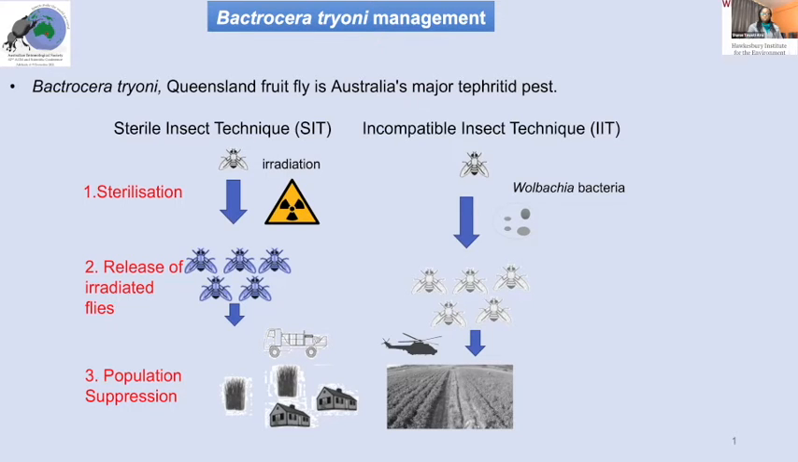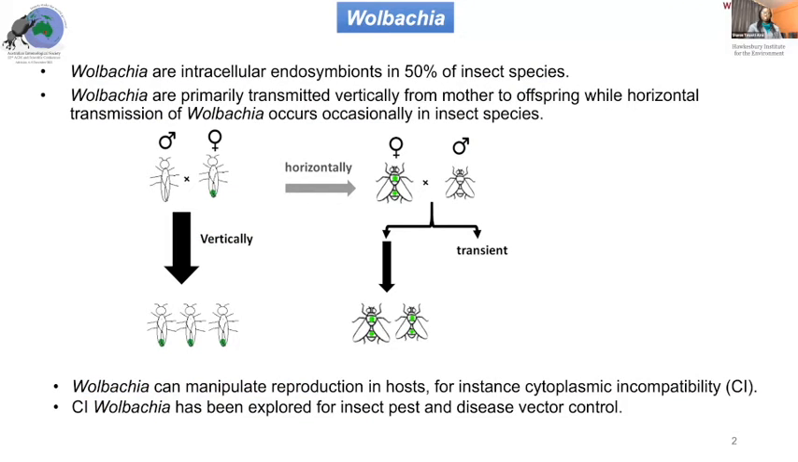So what is Wolbachia, you may ask yourself? These are intracellular endosymbionts that affect approximately 50% of insect species. They are primarily transmitted from mother to offspring. However, there's occasional horizontal transmission of Wolbachia from one host species to another, and it can lead to either the infection being established in the new population or it can just remain as transient infections.